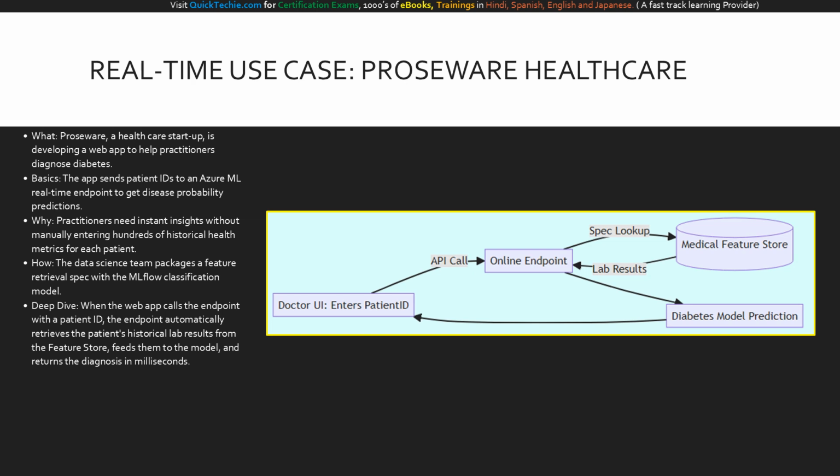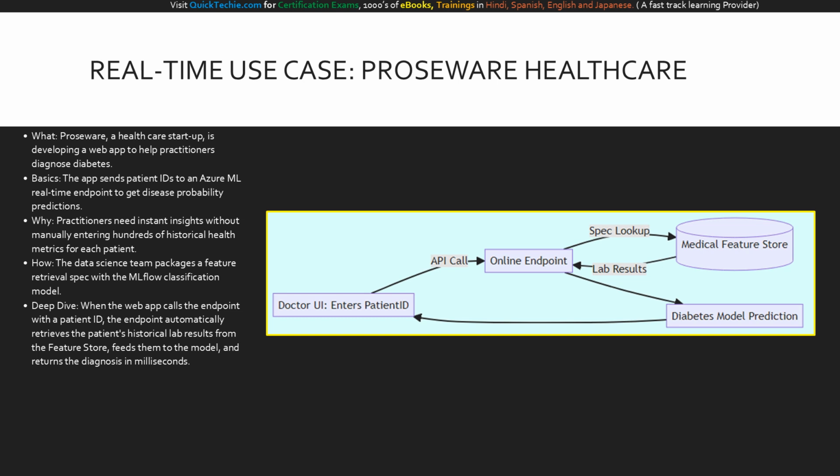Let's apply all of this to a real-world scenario from our training text. Prosware is a healthcare startup building a web application to help practitioners diagnose diseases, specifically diabetes. The practitioner enters a patient's basic info, and the app requests a prediction from an online endpoint. However, to predict diabetes accurately, the model needs historical lab results and vital signs. We cannot expect the practitioner to manually type all that in.